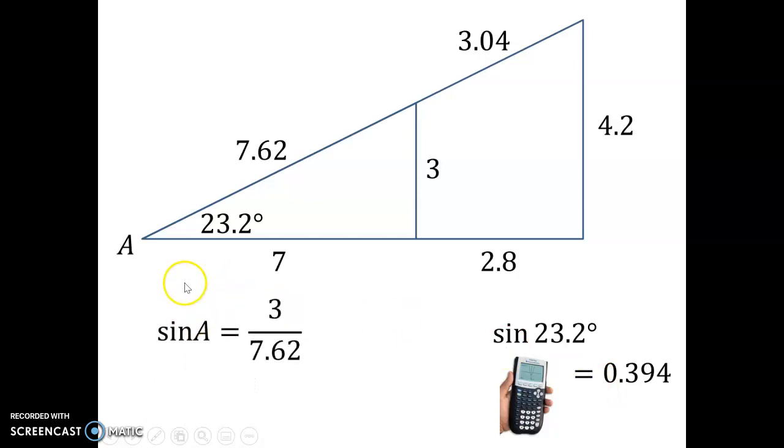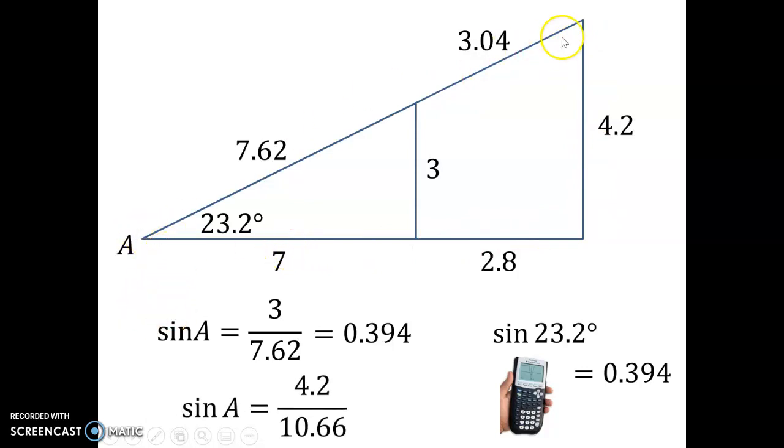Let's check. Sine of angle A, if we're looking at the little triangle here, sine is opposite over hypotenuse. So 3 over 7.62. Great. That gives us the same value. Excellent. Now let's extend it to the bigger triangle here. So we're still going to do sine of angle A, but now we're going to look at the whole triangle. So opposite side is 4.2 right here. And the hypotenuse is now this entire length. So you have to add up 7.62 and 3.04. That gives us 10.66.